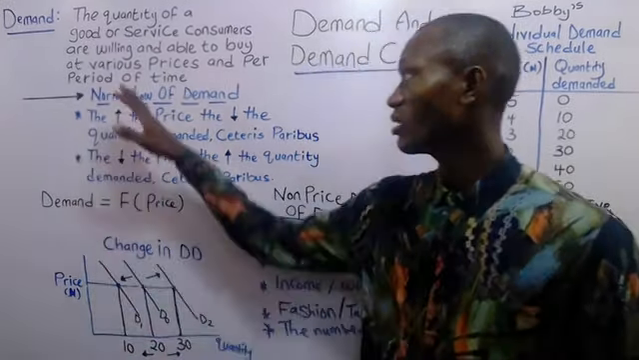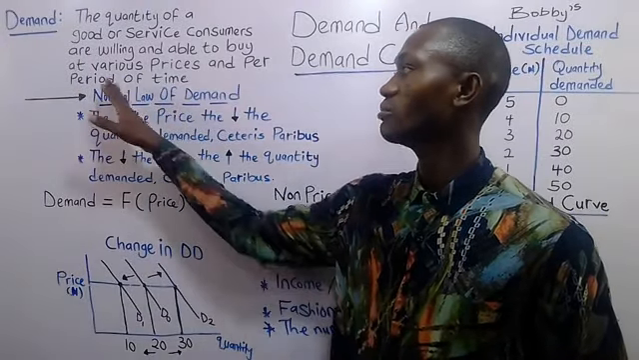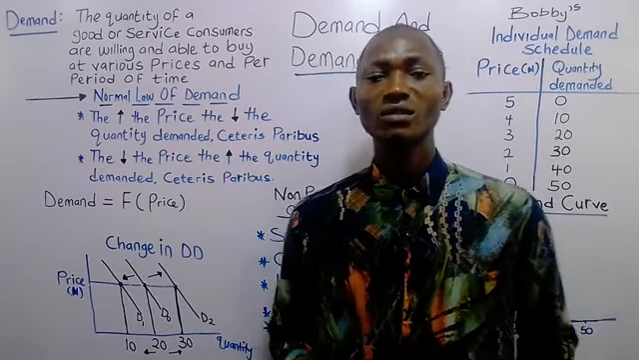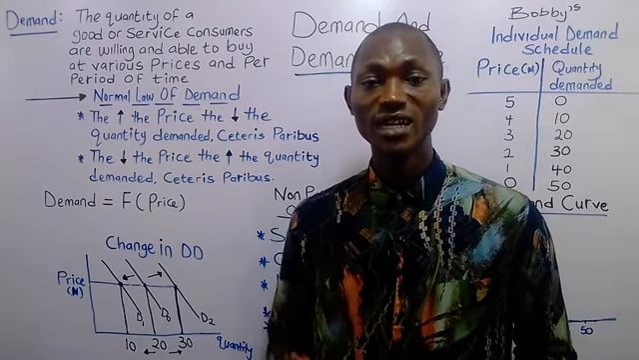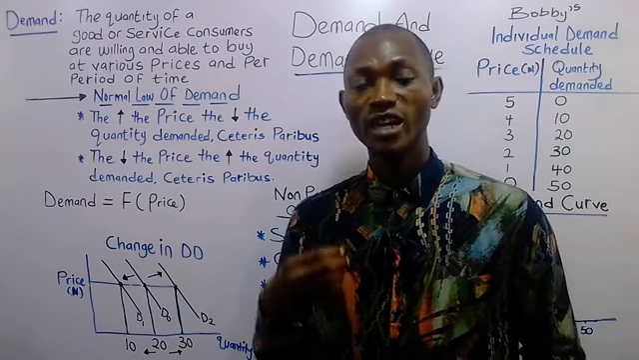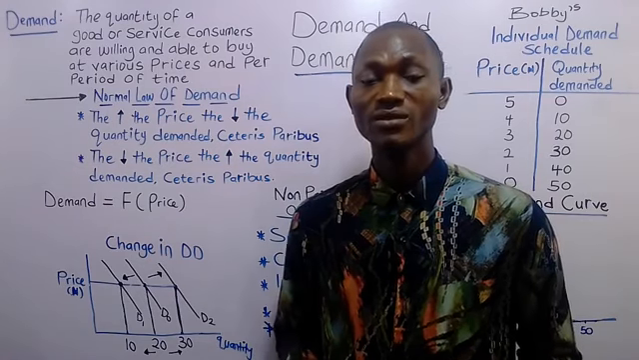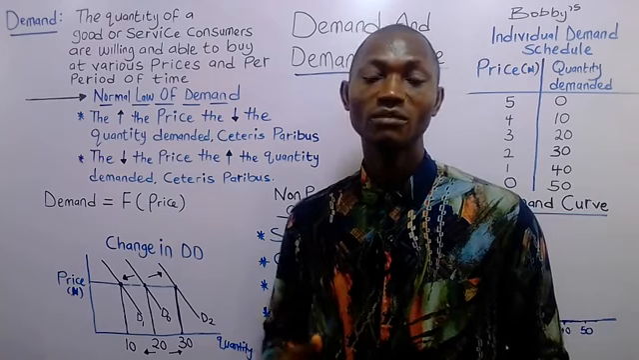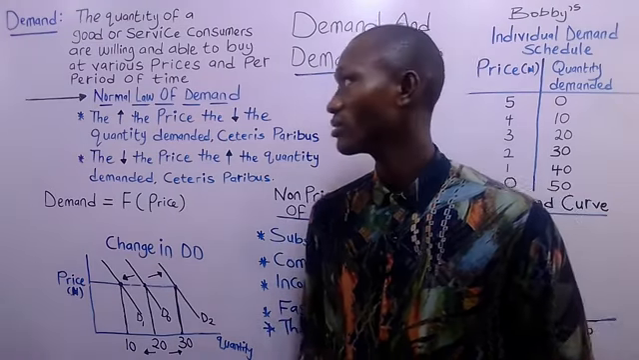Demand. The quantity of good or service consumers are willing and able to buy at various prices and per period of time. So demand simply means to buy. And for a commodity to have demand, such consumers must have willingness, ableness, and must be related to per period of time. That means how many units of that commodity is a consumer able to buy per day, per week, per month, per year, and all that.